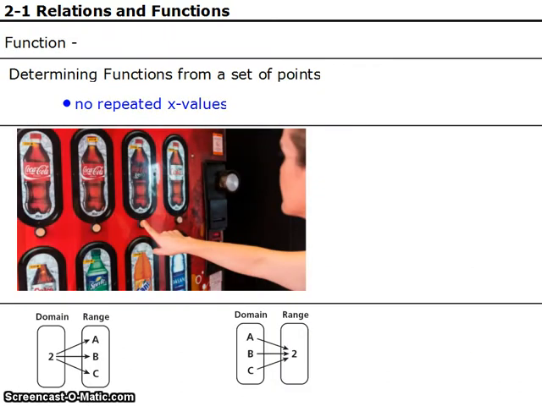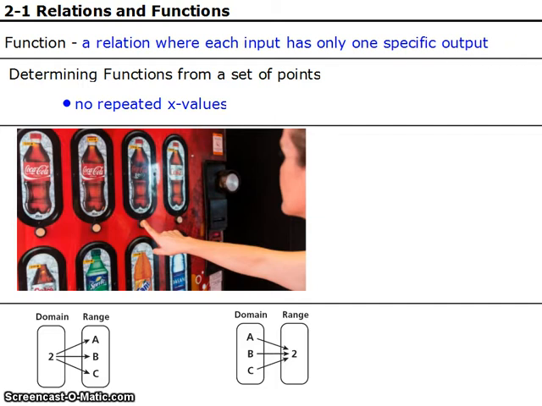All right, so a special kind of relation is called a function. Now you've talked about functions plenty before in Algebra 1. Functions are the biggest part of this class. We're going to cover many different types of functions, some that you've seen like linear and quadratic, others that you don't know about like radical and rational. So a function, the definition is a relation, but it's a relation where each input has only one specific output.